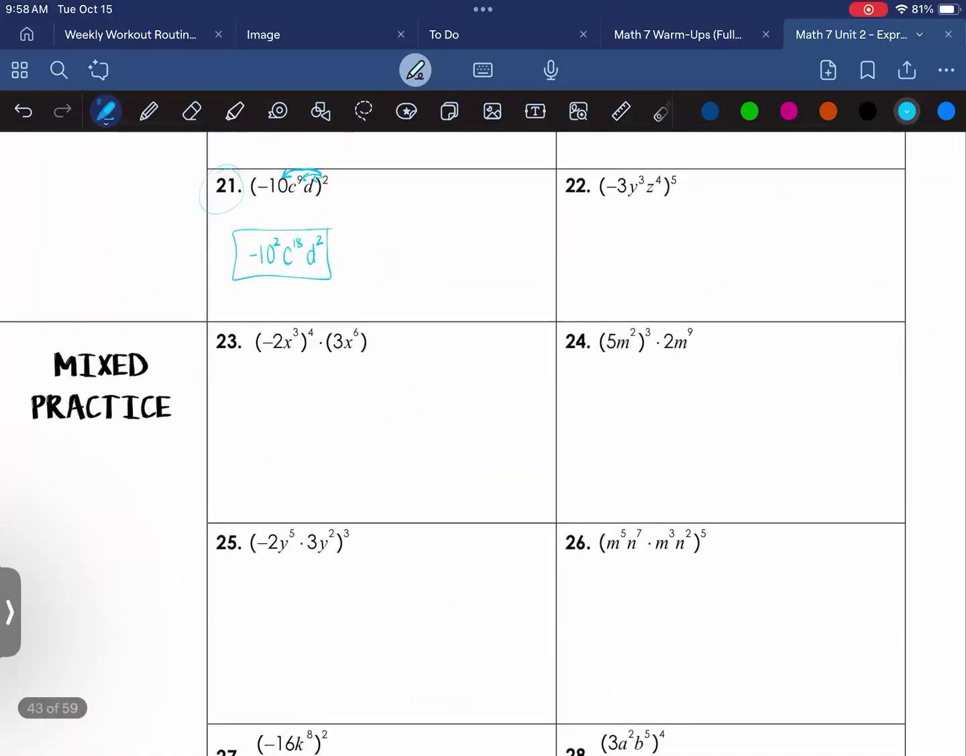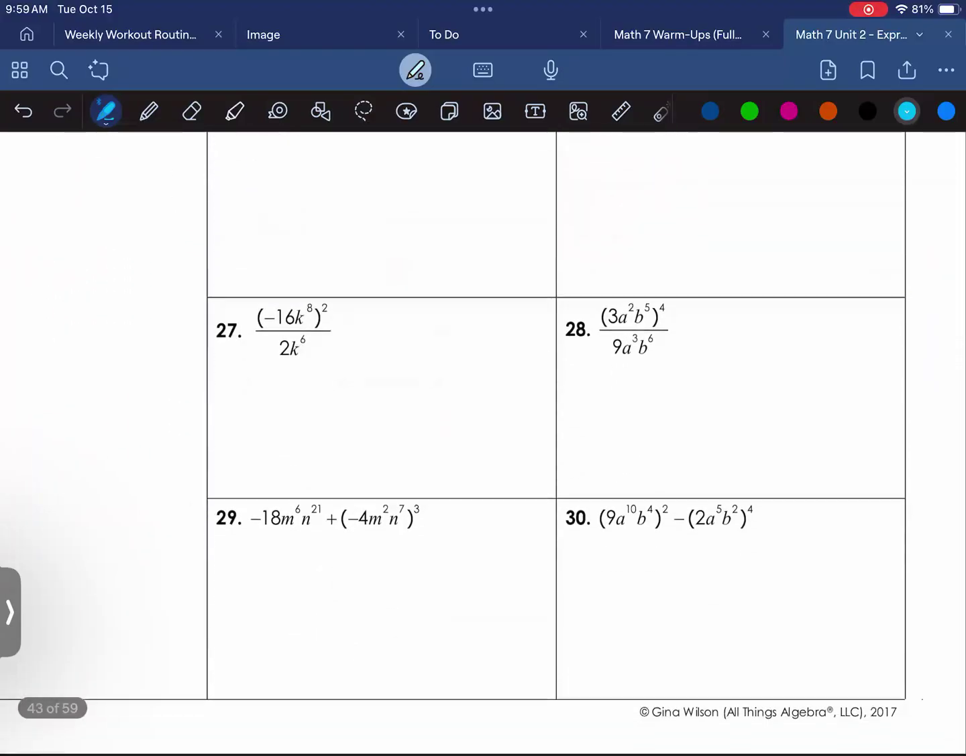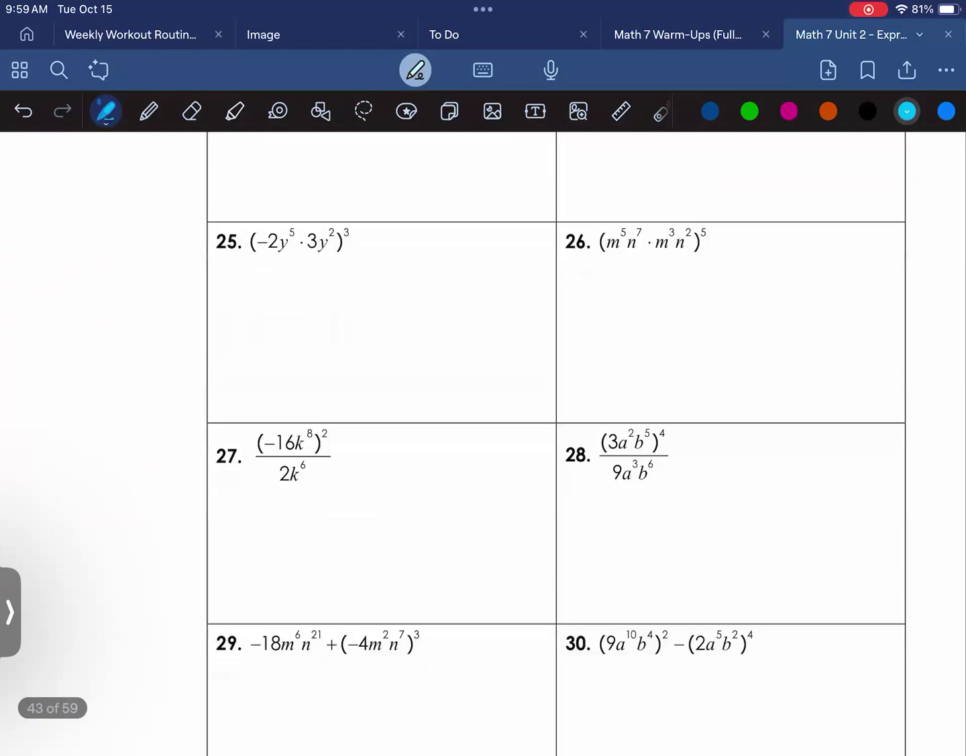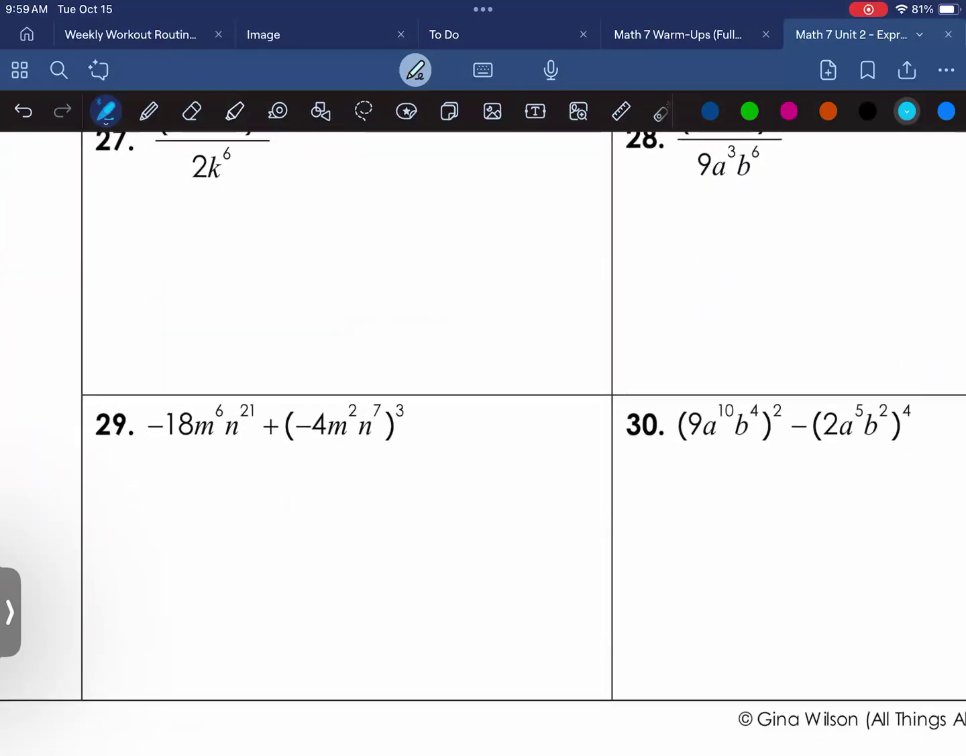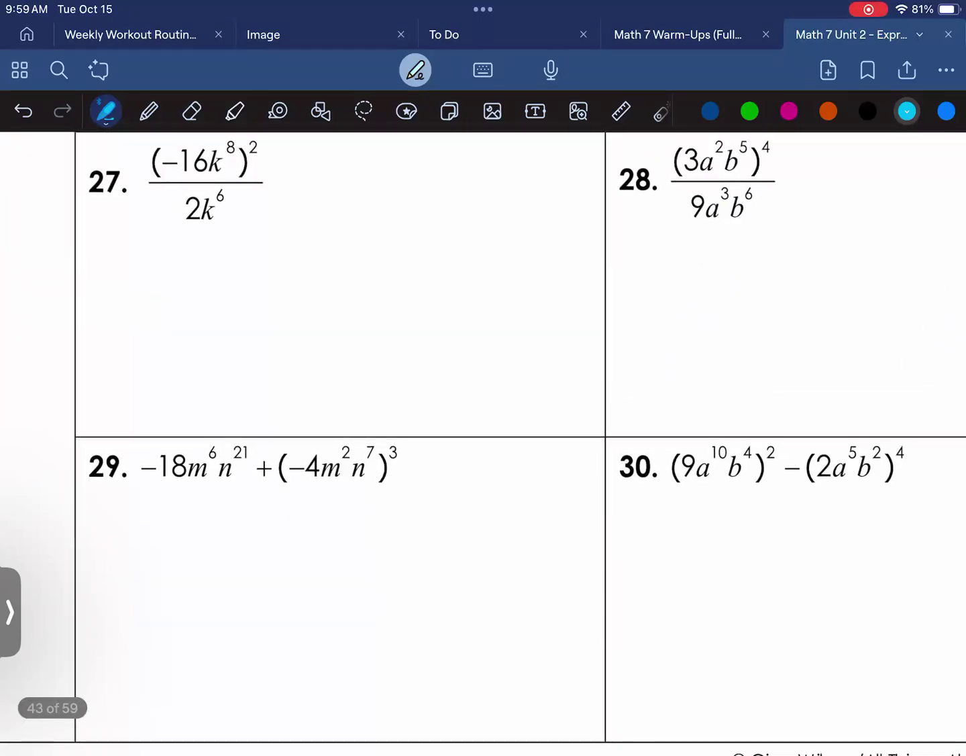Okay, now we're going to do mixed practice. So we have a lot of things going on here. We are going to put everything together that we've learned over the last 3 sections, adding, subtracting, multiplying, dividing, and the power rule, which we did today. So I'm just going to try a random one. Let's do number 29.